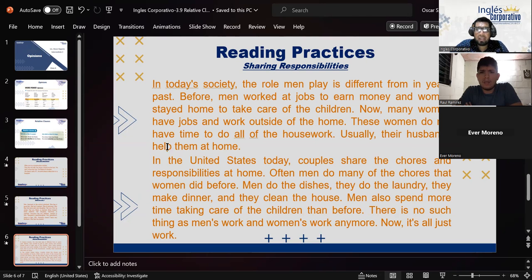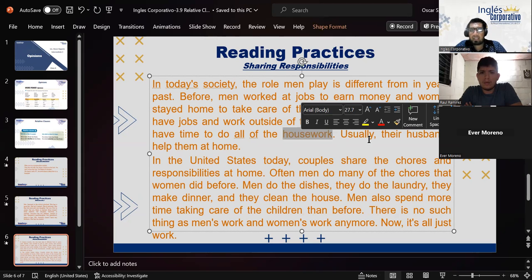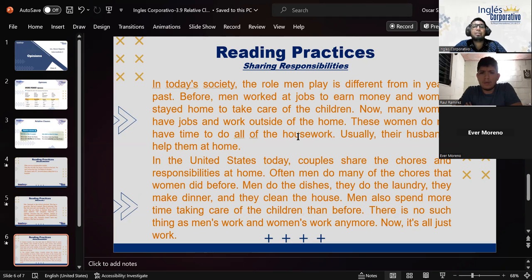These women do not have time to do all of the housework. Aquí está otra de las palabras que pues es una palabra compuesta, pero que nos ayuda más o menos a entender, ¿verdad?, a qué se refiere el párrafo.